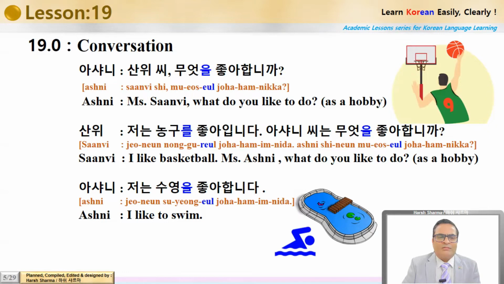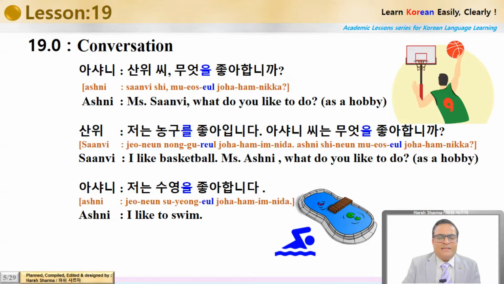First sentence of Ashni is Sanvi shi 무엇을 좋아합니까? Again, Sanvi shi 무엇을 좋아합니까? Then Sanvi shi replied, 저는 농구를 좋아합니다. I like basketball. Then the cross question is Ashni 씨는 무엇을 좋아합니까? Miss Ashni, what do you like to do as a hobby? And Ashni replied in the last sentence, 저는 수영을 좋아합니다.